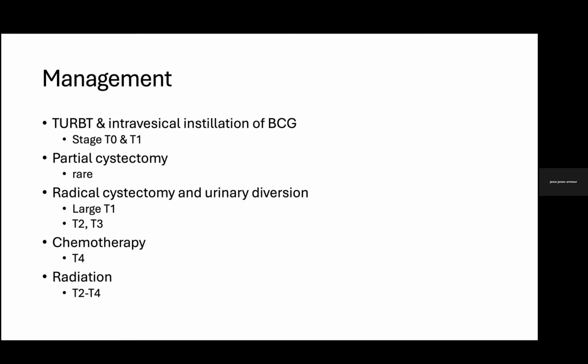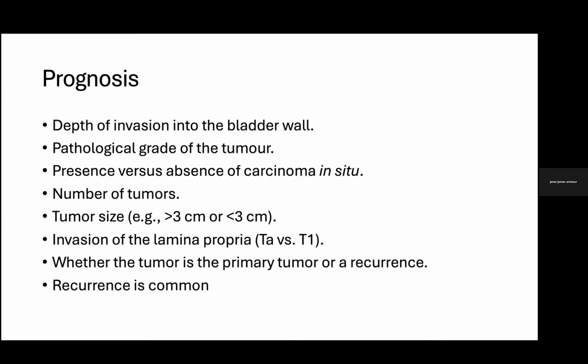And then you could also do radiation in T2 to T4. However, it's not commonly used as it's not as effective as chemotherapy. I did forget to mention for the radical cystectomy, you will do a urinary diversion as well. You could do something like an ileal conduit, where you take a piece of the ileum and bring that out to the abdominal wall like a stoma and attach the ureters to it. Or you could do something as simple as nephrostomies.